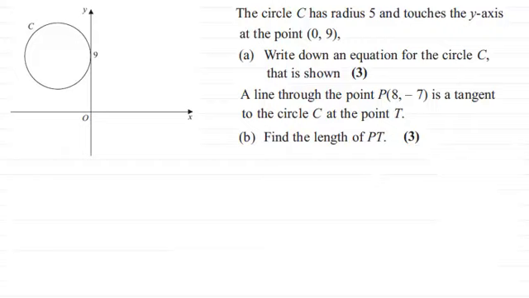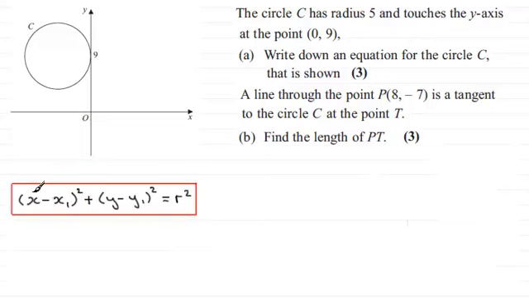Okay, welcome back if you had a go. I'm assuming that you're familiar with the equation of a circle. If not, very briefly, it is (x minus x1) all squared plus (y minus y1) all squared equals r squared, where (x1, y1) are the coordinates of the centre of the circle and r is the radius.